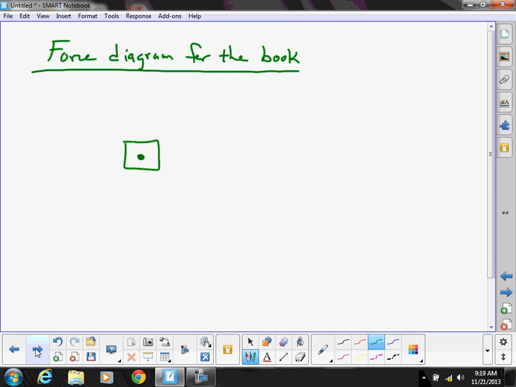So if we look at this, we can start with probably the most obvious one, which is the force of gravity acting on the book. The force of gravity that acts on an object is always going to pull it down towards the center of the Earth. So we'll begin by putting a downward arrow indicating the direction of that force. The force on our book is the force of gravity.